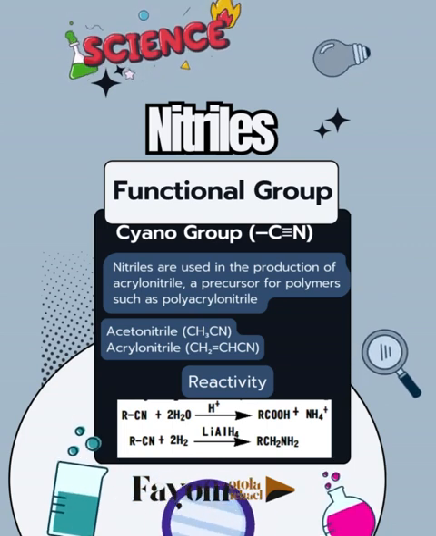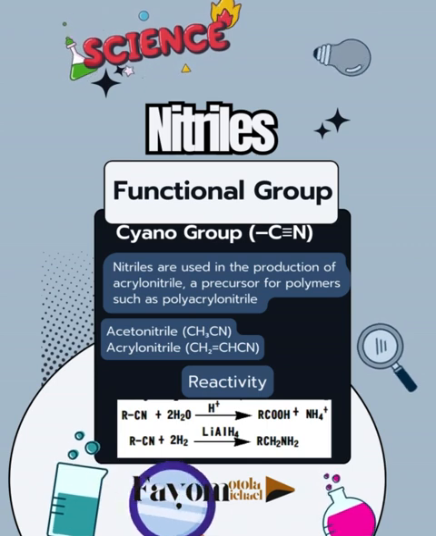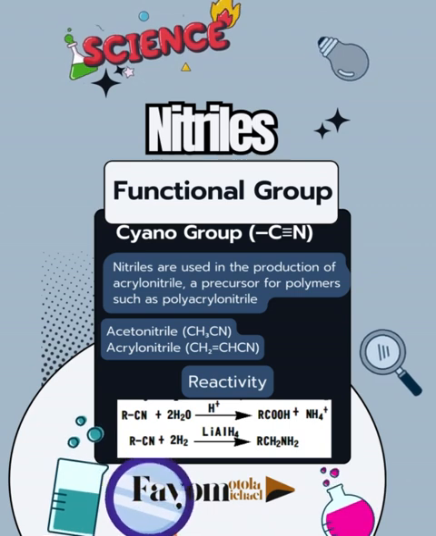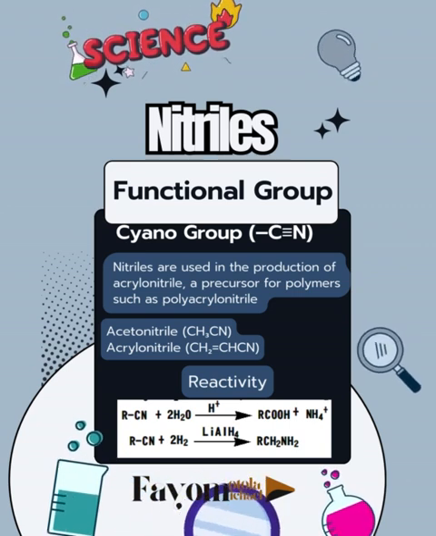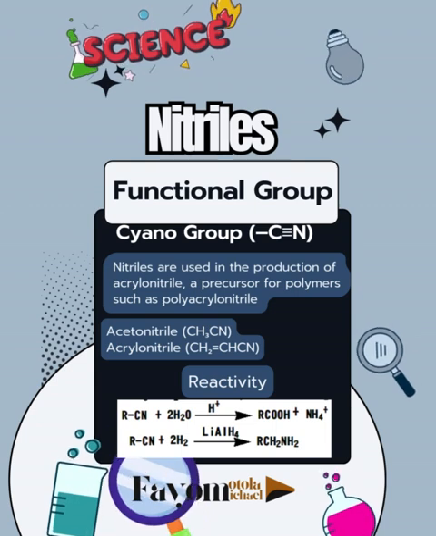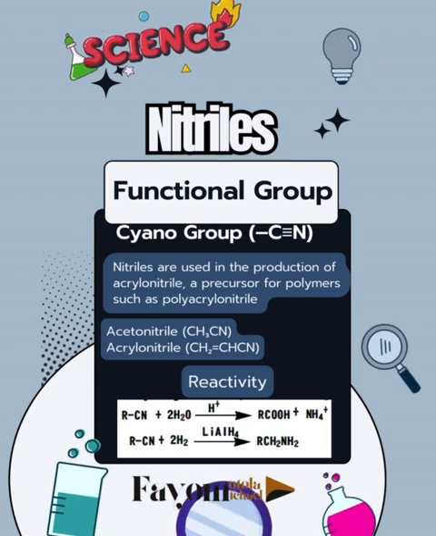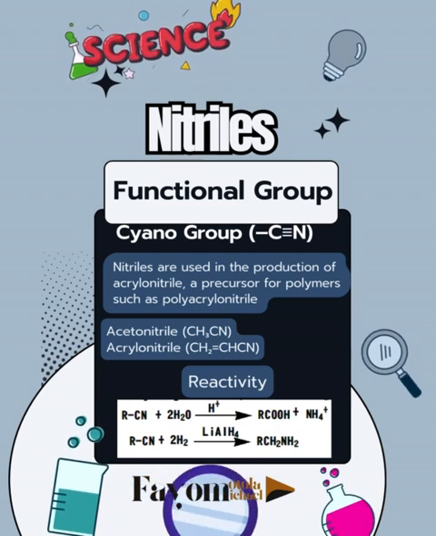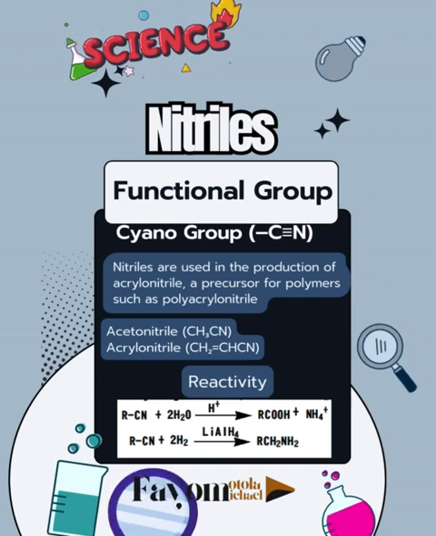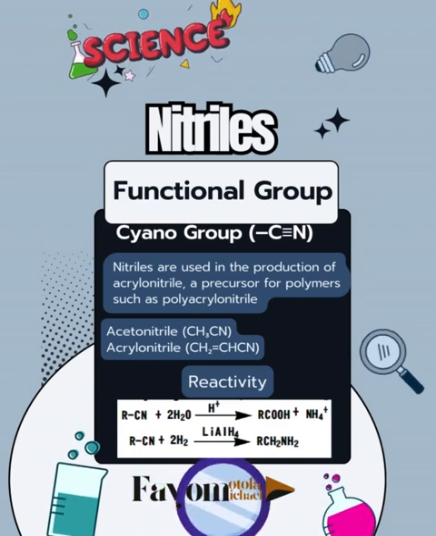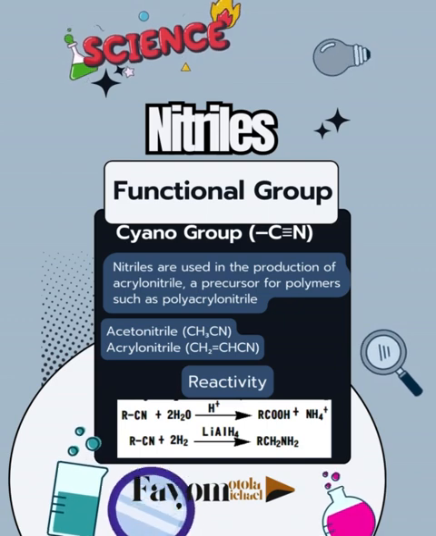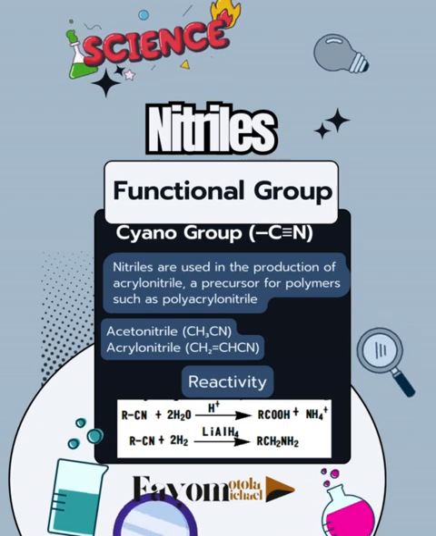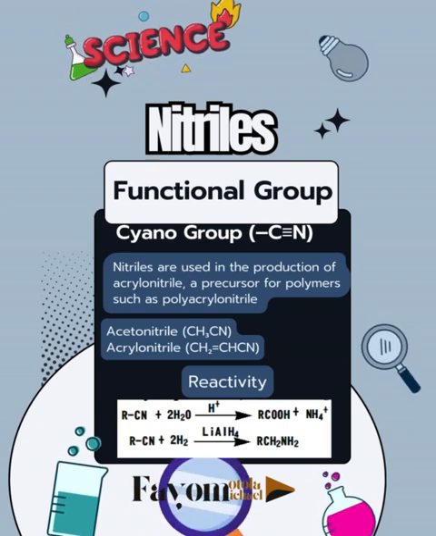This triple bond gives nitriles unique chemical properties that make them versatile in organic synthesis. Nitriles are used in the production of acrylonitrile, a precursor for polymers such as polyacrylonitrile, which is used in fibers. They are also used in the manufacture of agrochemicals and pharmaceutical products. Acetonitrile and acrylonitrile are examples of nitriles, and they all undergo hydrolysis. They undergo acidic hydrolysis to give carboxylic acid and ammonium salt. Also, reduction can produce a primary amine.